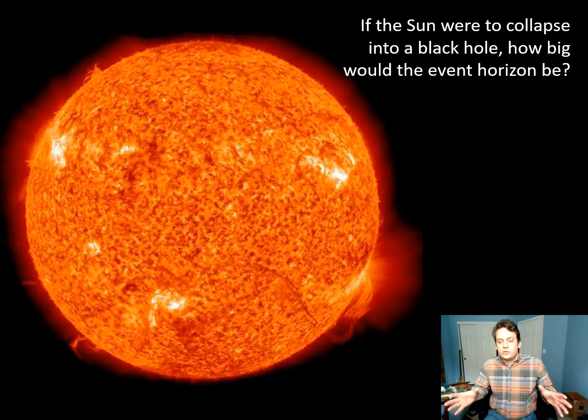So now that I've shown you the simple relationship between the Schwarzschild radius, which we often refer to as the size of the black hole, and its mass, let's perform a thought experiment, if you will, and ask: if the sun were to collapse into a black hole, how big would the event horizon be?